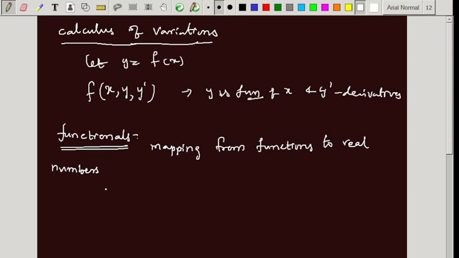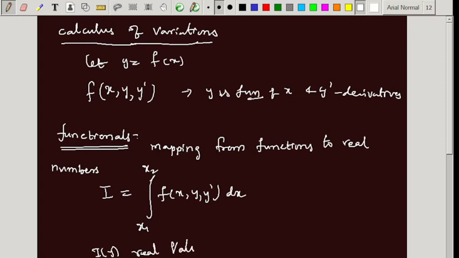The variations we can express as I equal to the integration from x1 to x2 of the function f of x comma y dash into dx. So here this one is called a functional, and here I gives the real value. I of y gives the real value.